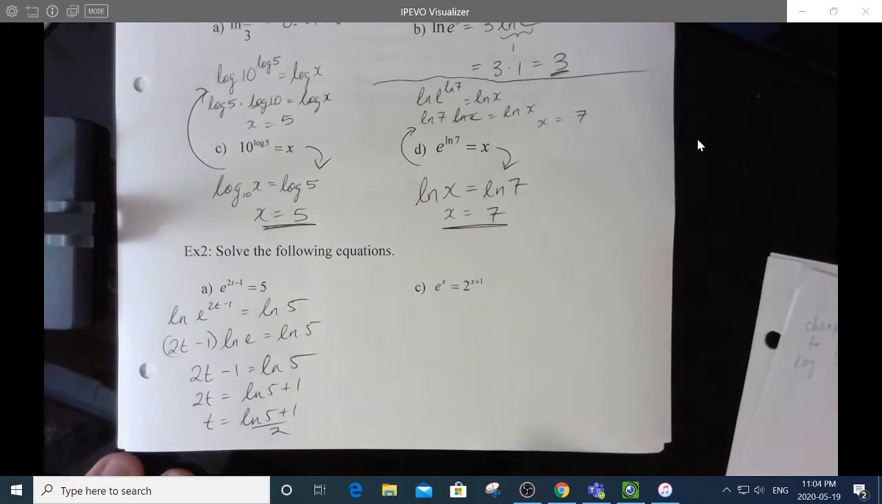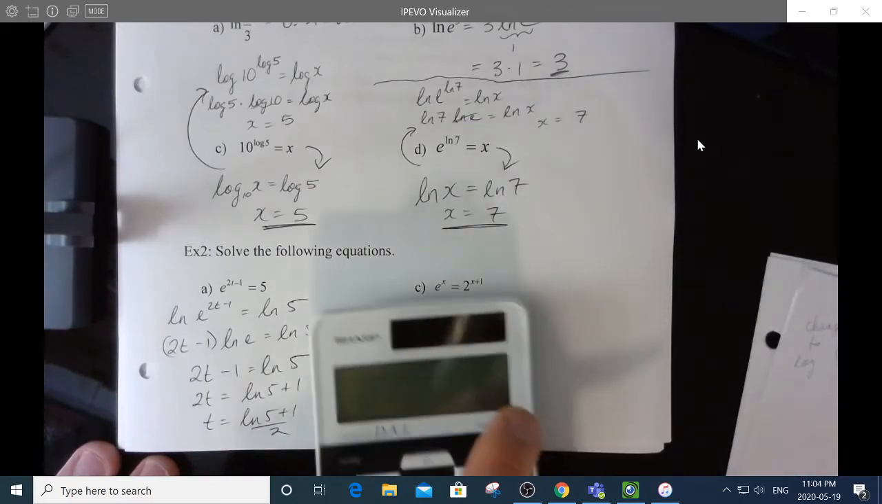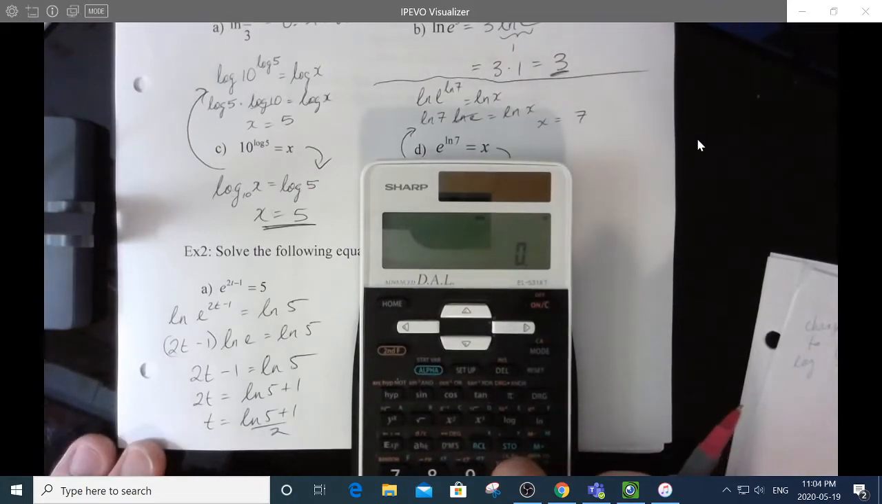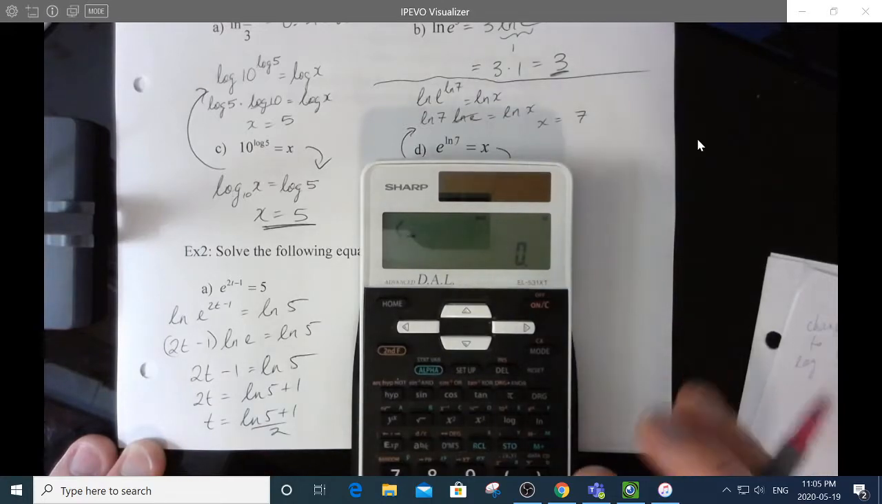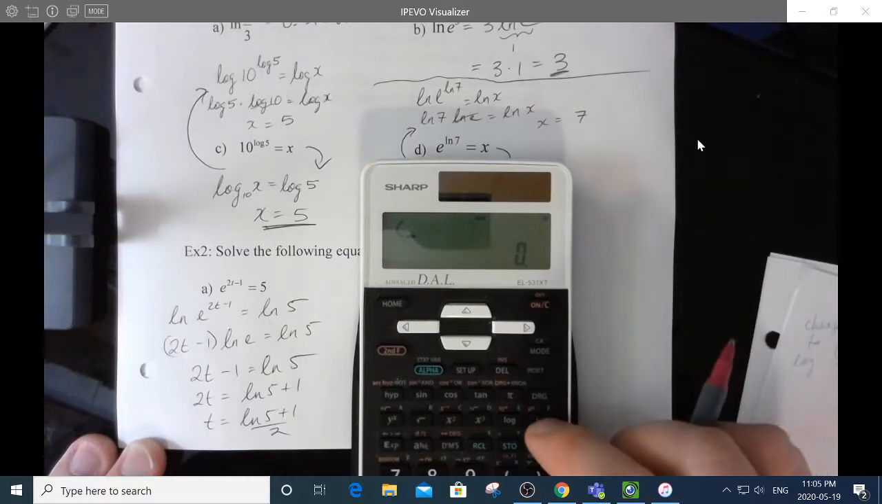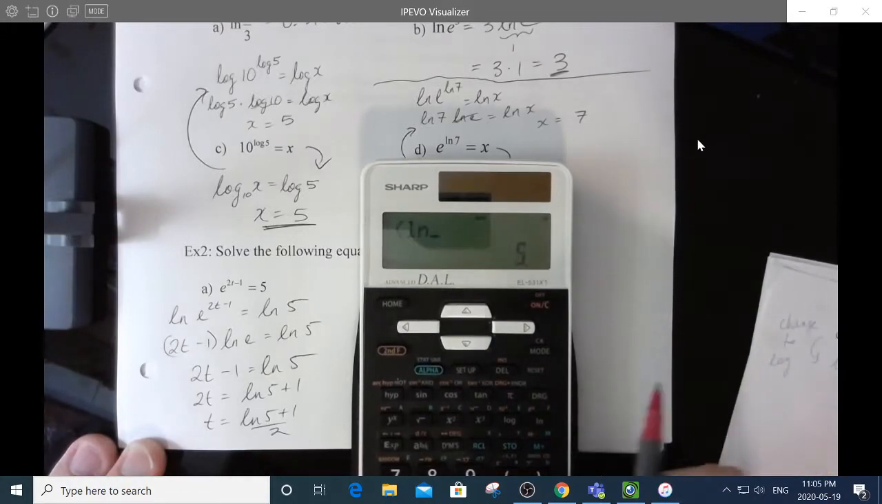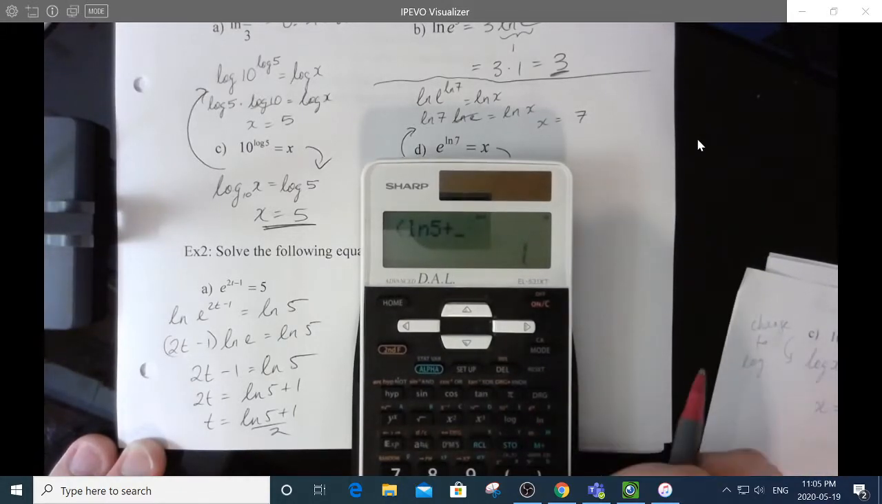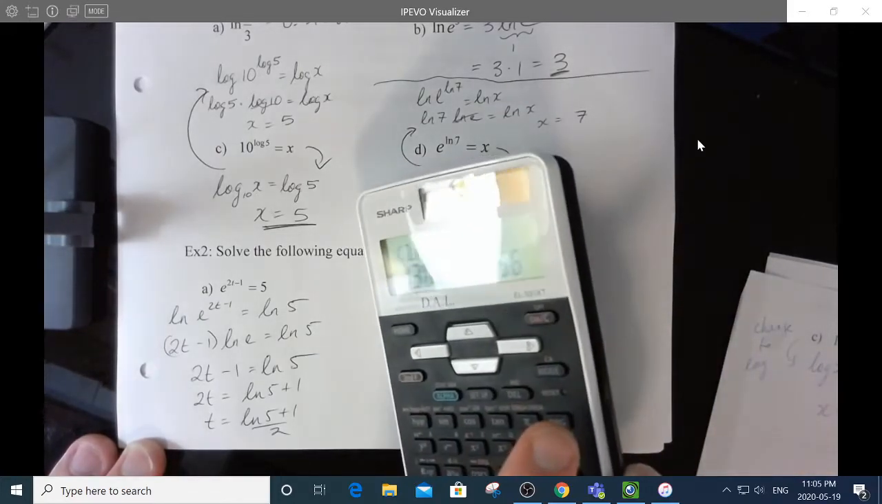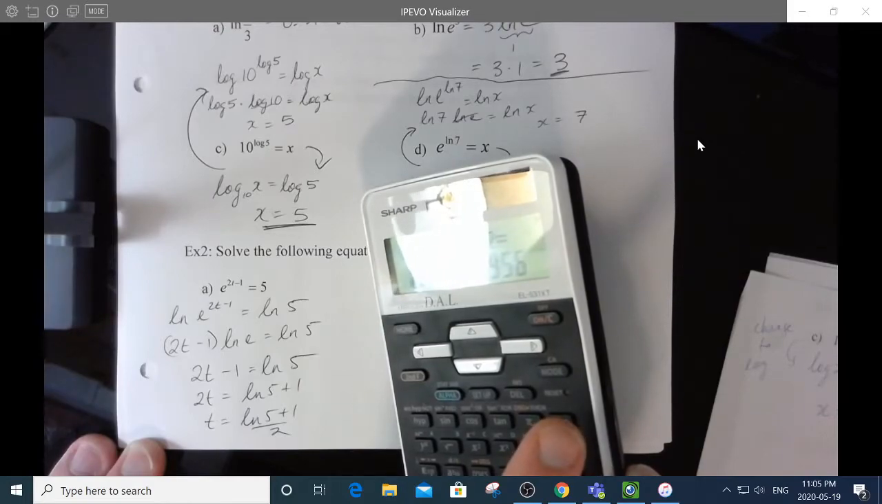And if I was working without a calculator, I'd be done there. If I had a table, I could look up the natural log of 5. But if I'm going to punch buttons, I'm going to punch buttons. So this is with a calculator. I'm going to open a bracket because I have to show the calculator that I'm doing that add before that divide. There you go, natural log of 5 plus 1. Close the bracket, divide by 2 is equal to, and there we go, 1.3, I'll round it to 4 places again, 3047.